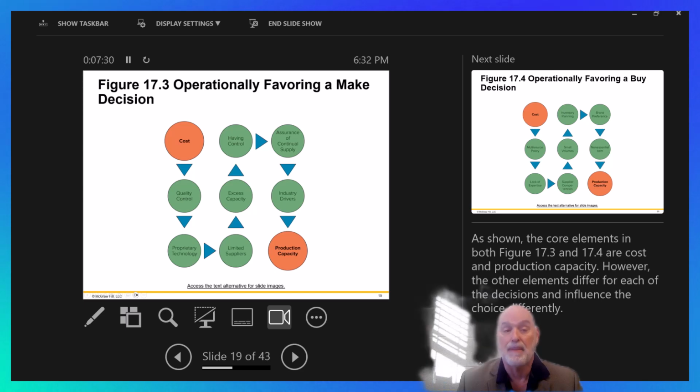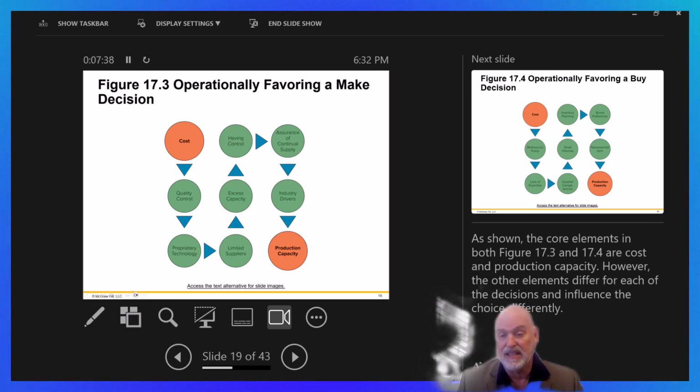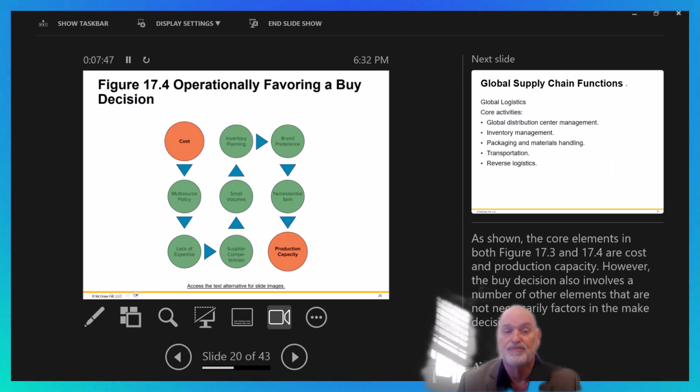Operationally favoring a make decision, you have cost, quality control, proprietary technology, limited suppliers, excess capacity, et cetera. So you come down to here. All these factors must be considered whether you're making a make or a buy decision. Same with this. Go through all of this and come up with a decision.